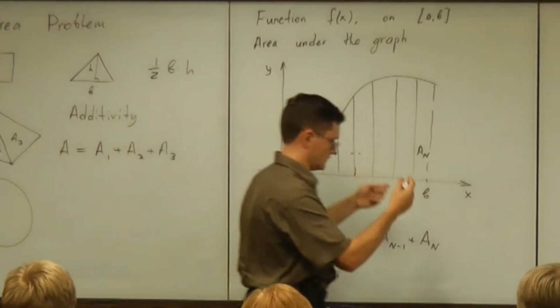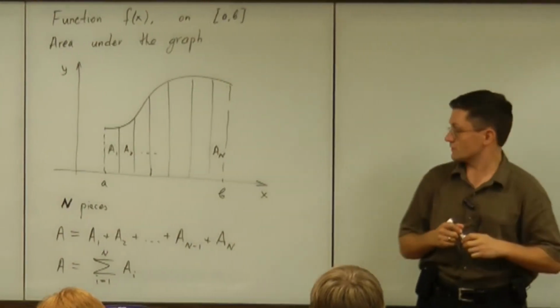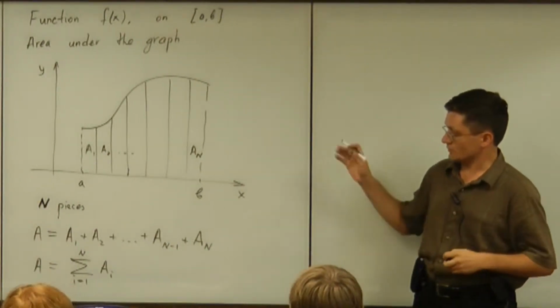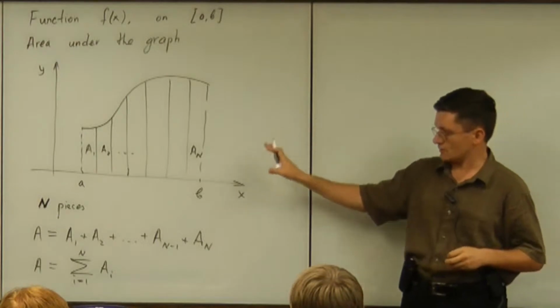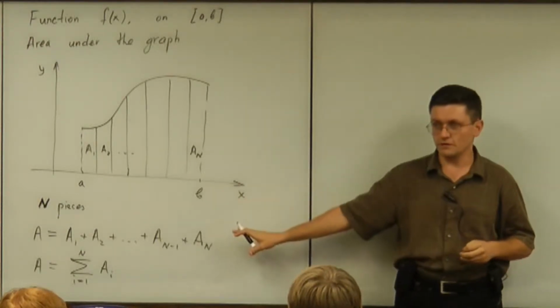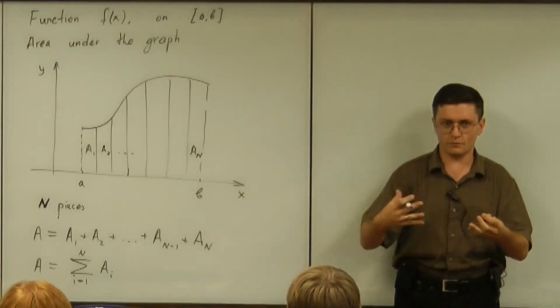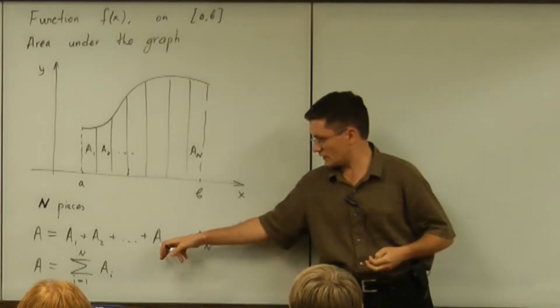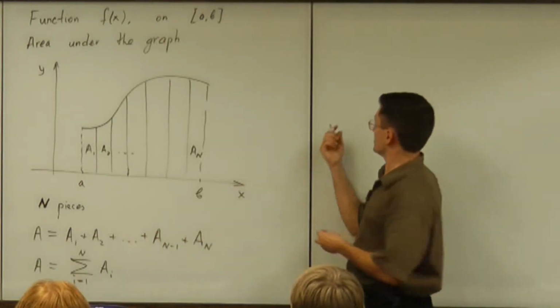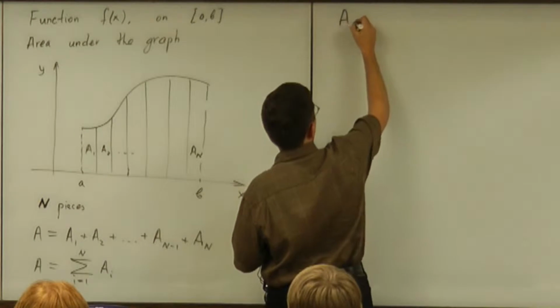Now comes the non-trivial part, the essential part. The essential part is the idea of approximating that, because we haven't done anything yet toward the computation. We still don't know how to compute any of those areas. What we do now is the approximation.